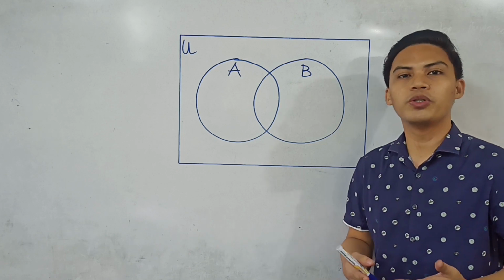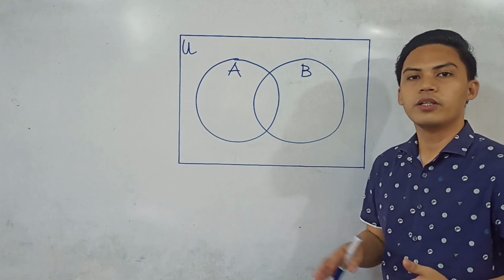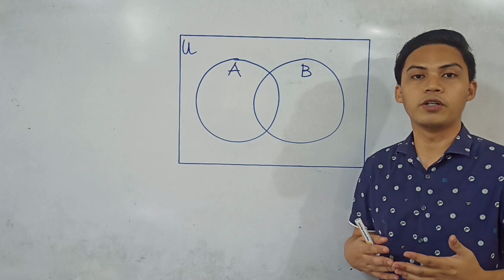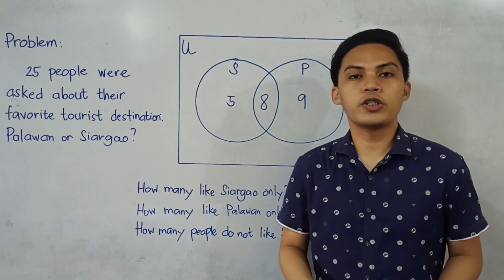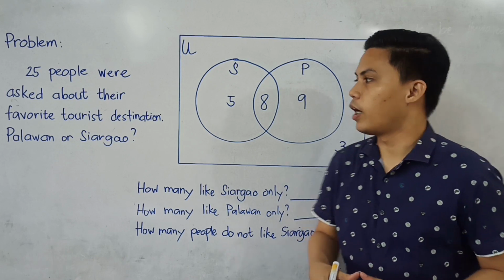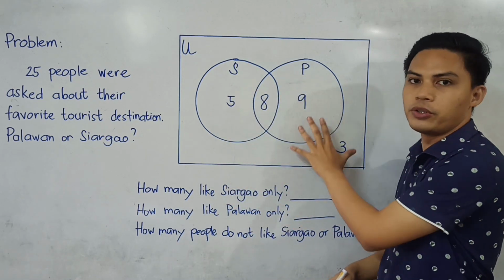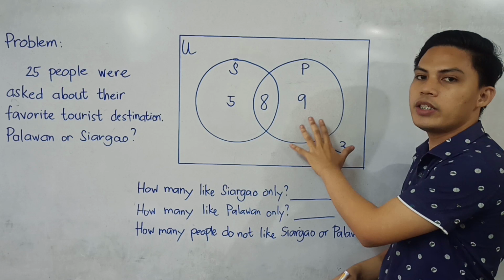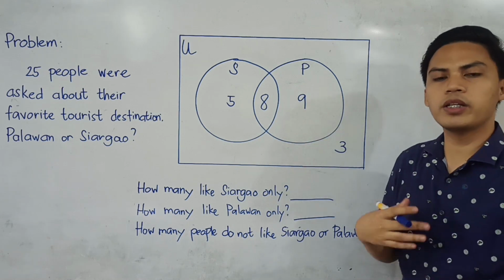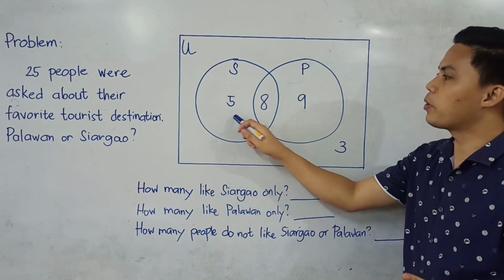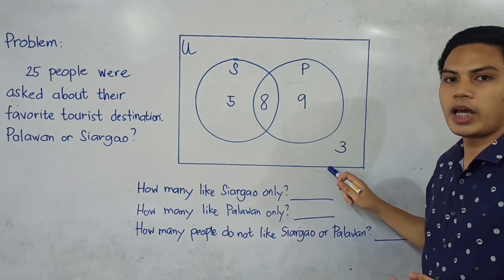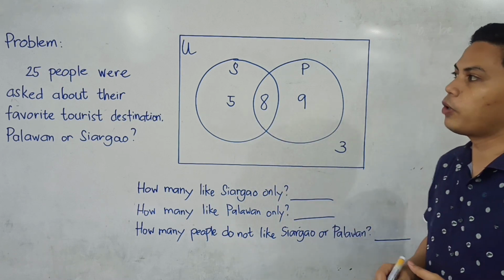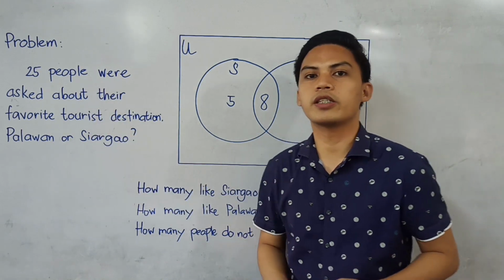Now, how are we going to utilize Venn diagrams in solving problems involving sets? So, let's have our first example. Okay, so yung sa first problem natin, nilagay ko agad yung information or yung sagot sa Venn diagram. So, titignan muna natin kung ano yung nire-represent ng bawat numbers dito sa ating Venn diagram. Okay, suppose the problem is like this.